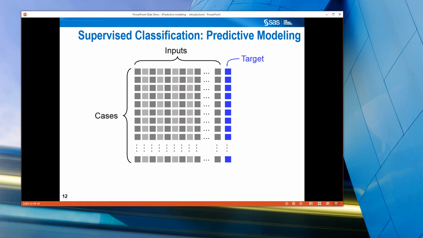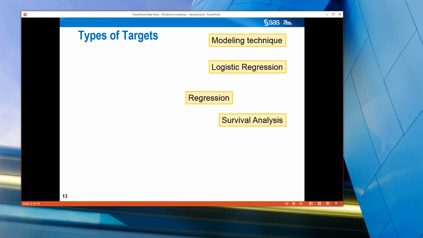Now a lot of times when you talk about predictive modeling, you have your input data, and one of the variables is called the target variable. The target variable is like the dependent variable that you want to try and predict. All right. So there are different types of targets you can think of. One is a binary target, a yes/no type target, and in that case you can use a technique called logistic regression.